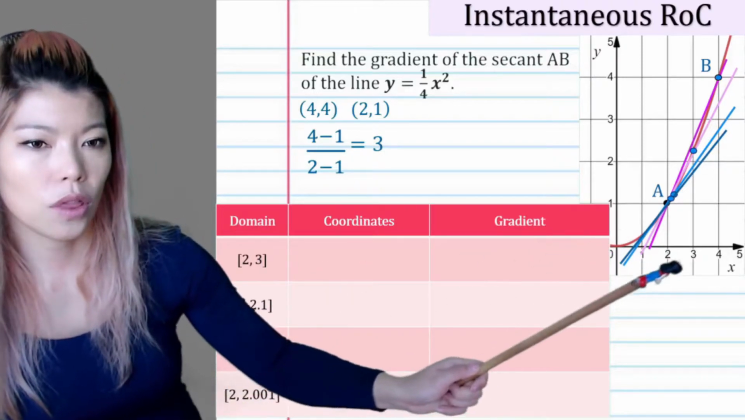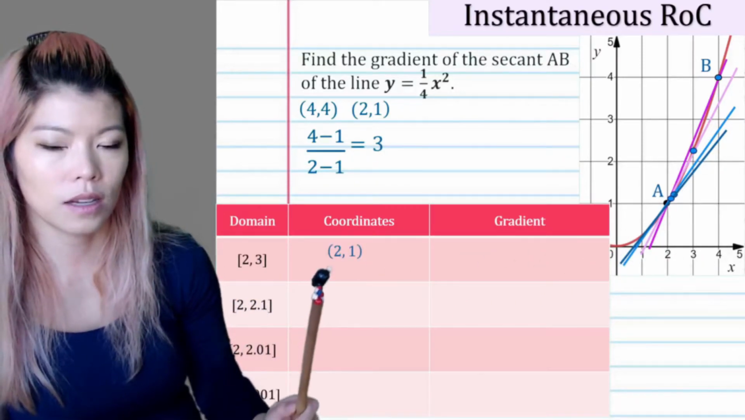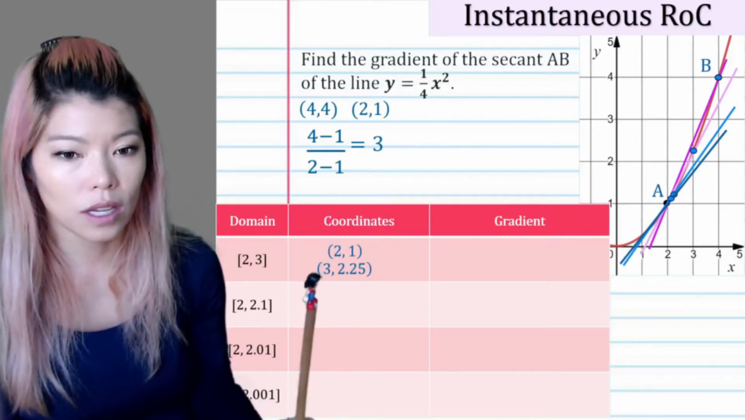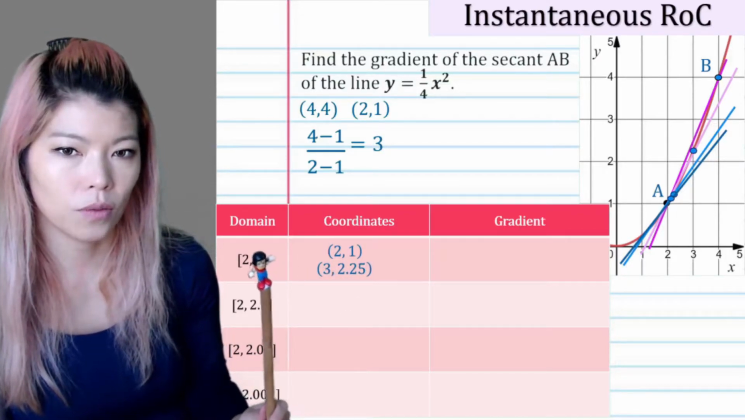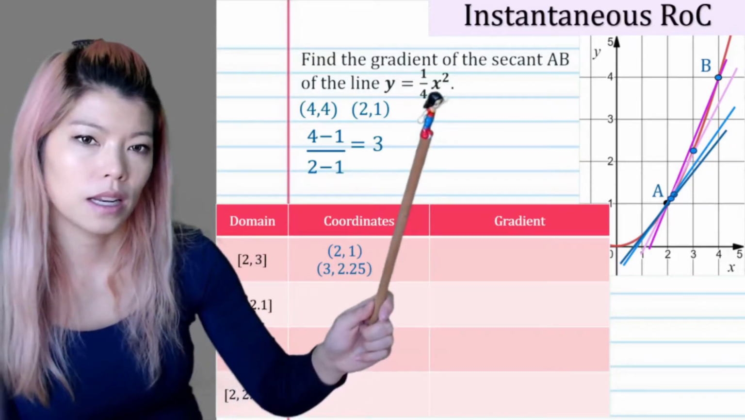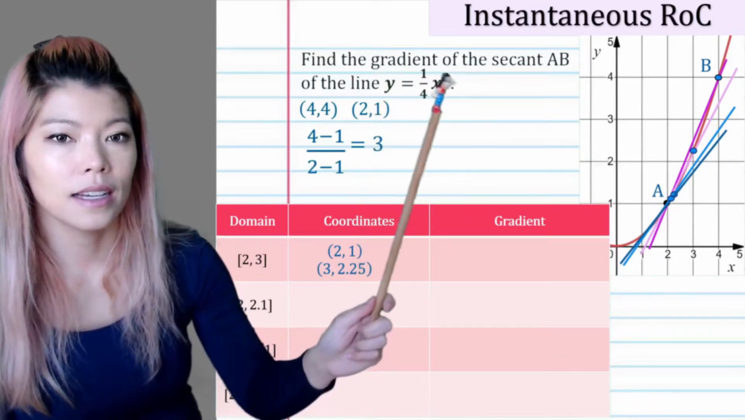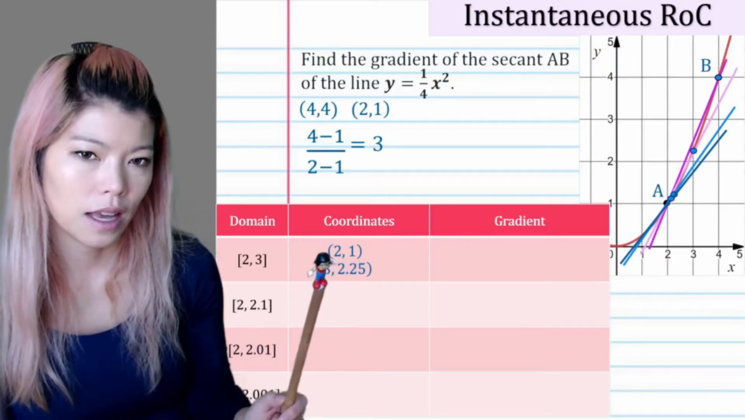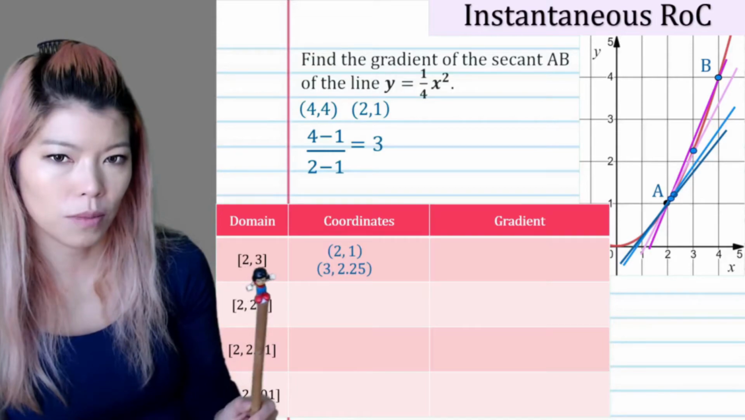So between 2 and 3 this time, we can see that the coordinates are (3, 2.25). You can do this slowly if you want. So for when x is 3, you plug it in here. 3 squared is 9. 9 divided by 4 is 2.25. So I've obtained the x and y values for the domain 2 to 3.